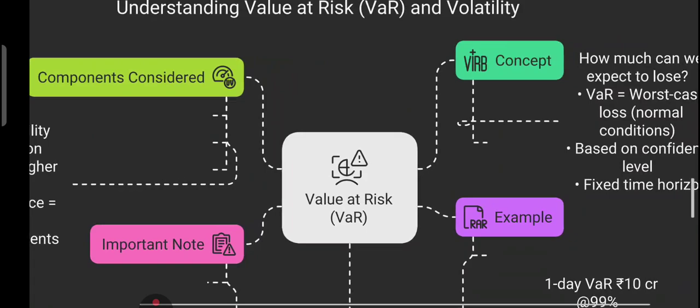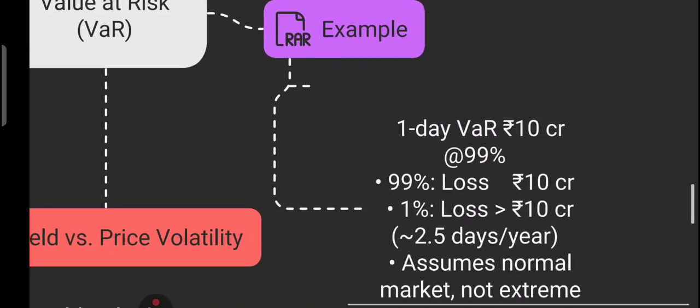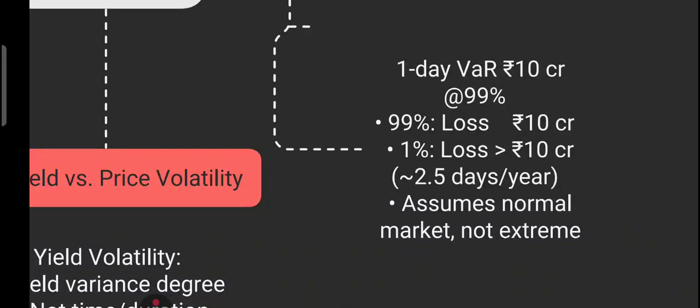So let's give you a real world example. Here you can see one day VAR. Let's say you are managing a 10 crore portfolio. Your one day VAR at 99% confidence level is rupees 10 lakh. Fine. What does that mean? This means that 99% of the days your loss won't exceed rupees 10 lakh. But on that 1% of the days, around 2 to 3 times a year, the loss might be higher. That is your risk window.